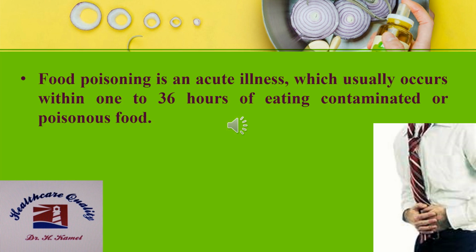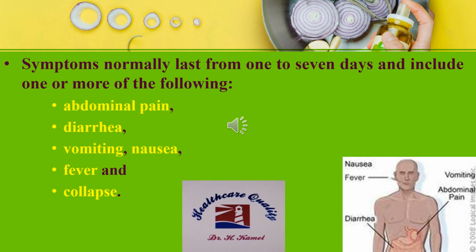Food poisoning is an acute illness which usually occurs within 1 to 36 hours of eating contaminated or poisonous food. Symptoms normally last from 1 to 7 days and include one or more of the following: abdominal pain, diarrhea, nausea and vomiting, fever, and collapse.